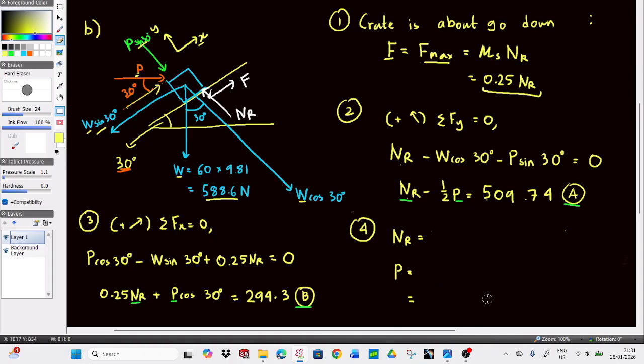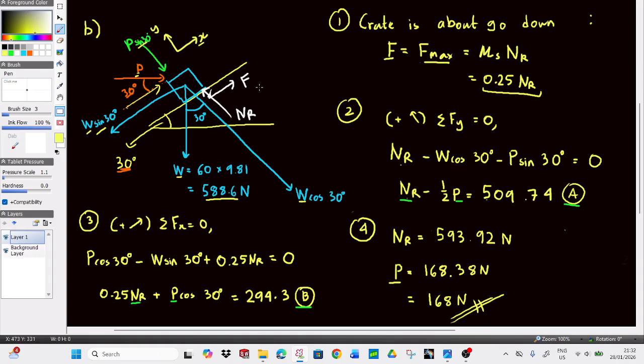Right? So in this case, it will just be 0.25. So your N, if you solve it simultaneously, your answer for your NR would be 593.92 newtons, whereas your P would be 168.38 newtons, or you can just simply write it as 168 newtons for three significant figures. So this is basically the minimum force required if the crate's about to slide down.